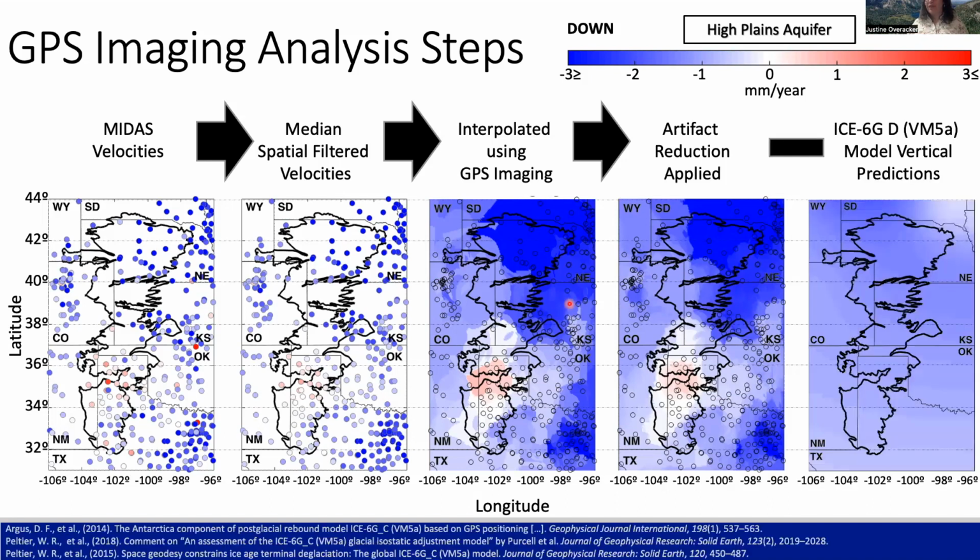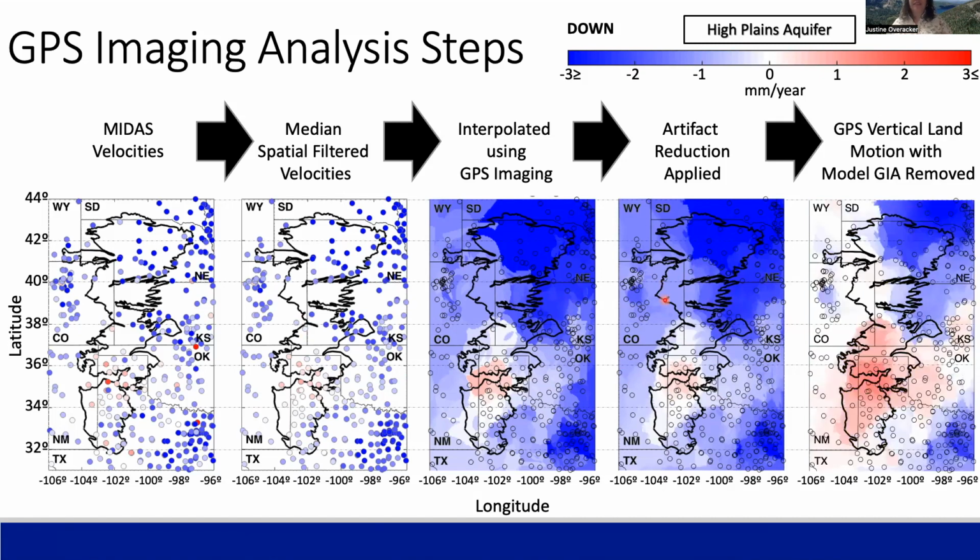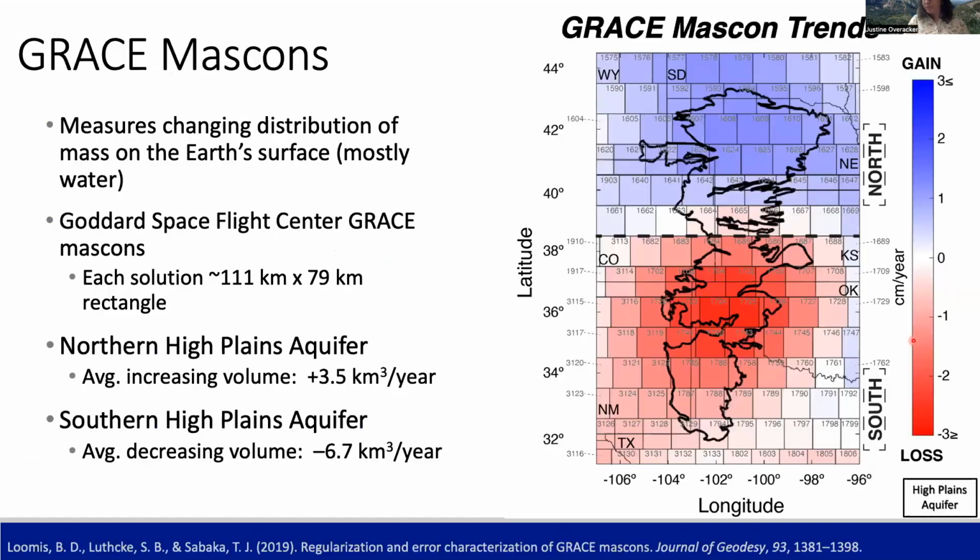So next, we solve for the four-bulge collapse signal using Peltier's I6G_D model, shown here. So we subtract this from this one, and it gives us our final GPS imaging result corrected for GIA, which shows a maximum uplift signal of 1.7 millimeters per year with respect to the surrounding areas located near the Texas Panhandle, and that uplift signal now extends throughout most of the Southern High Plains Aquifer.